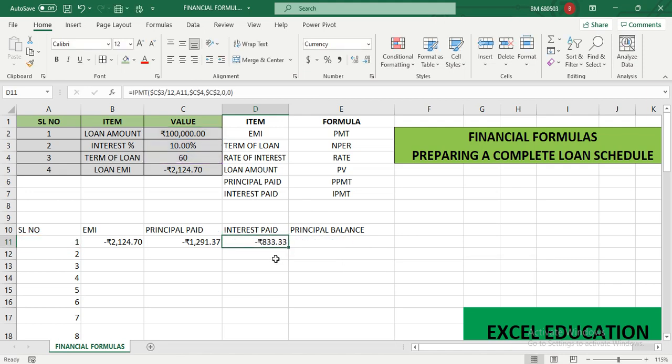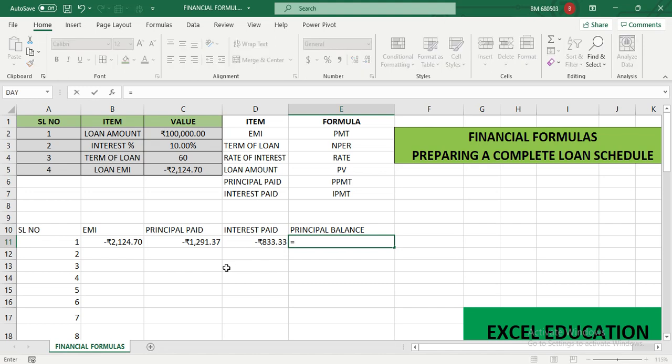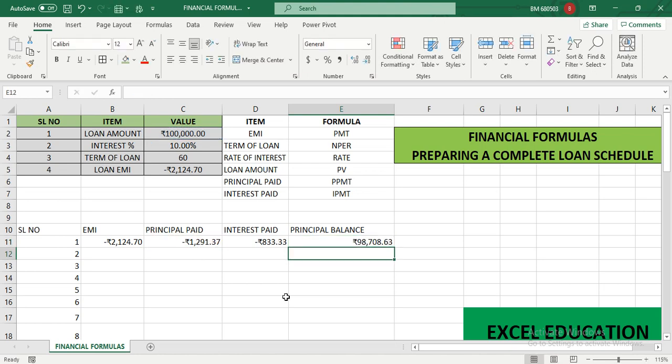All right, you get the answer exactly as minus 833.33. Again, minus means it is going out of the pocket, plus means it's coming inside the pocket. So, what would be the principal balance, guys? Principal balance would be the 1 lakh rupees minus what we have already paid towards principal. So, I'm going to add these two numbers. I'm adding because there is a minus sign in here. So C2 plus this particular principal paid cell, and I get to know that the balance is 98,708.63 after the first month's EMI.